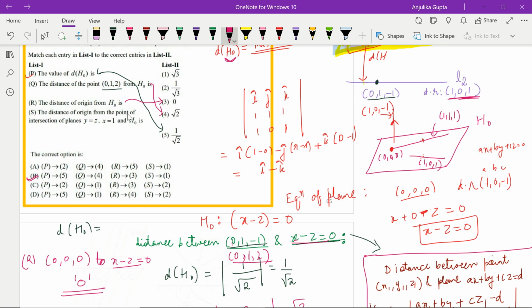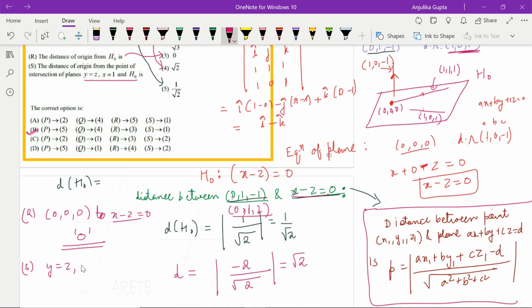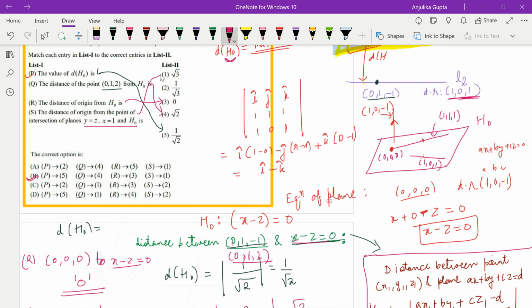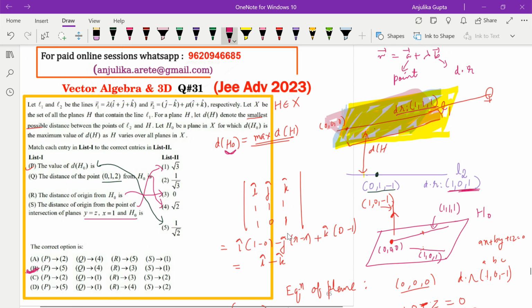The distance of origin from the point of intersection of all these: z is equal to x, x is equal to 1, and what is your H0? x minus z is 0, that means x is z. That means x is 1, so z is also 1, which is same as y. So what is the point they're asking for? Distance between 0, 0, 0 and 1, 1, 1. And what is that? Distance between these 2 points, it is root 3, right? Matches to 1. So this B option is the correct option. Easy question, right? I will see you with another soon. Bye bye.